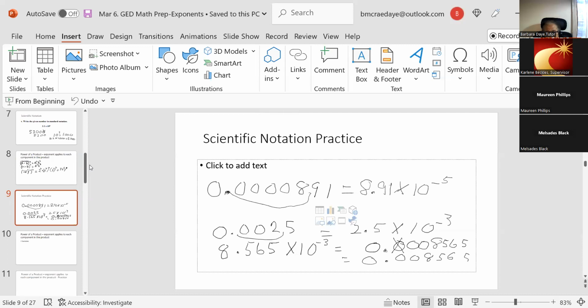8.565. Because if I move from here to between the 8 and 5, that's 3 places, right? 1, 2, 3. Got it? Yes. Questions? Any questions on scientific notation?